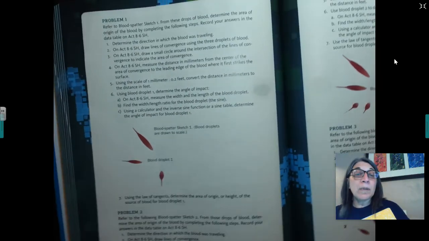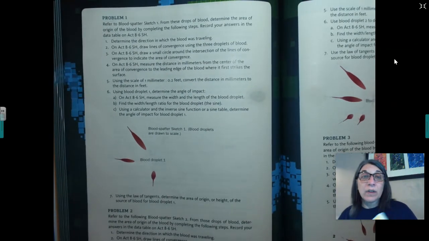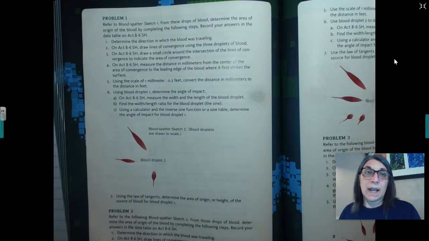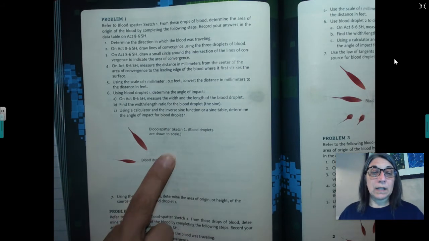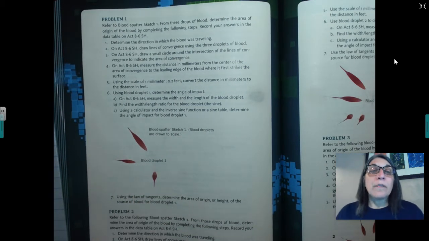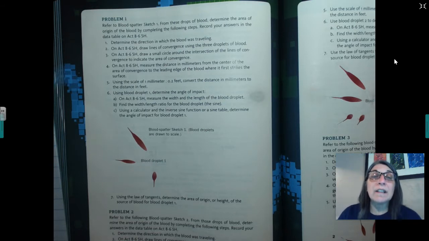Okay, so problem number 1. We're going to use everything that I've talked about today. It says refer to the blood spatter sketch 1, which is this. Okay, from these drops of blood, determine the area of origin by completing the following steps. Record your answers in the data table.